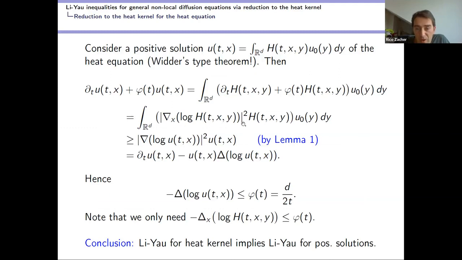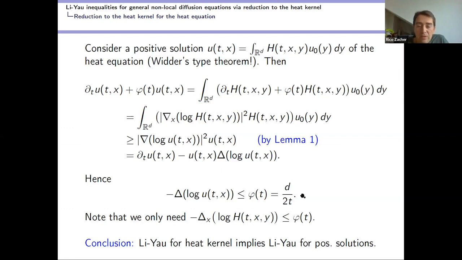And we have this gradient term now. Okay, and then comes the step where we use Lemma 1. So here we have this integral, we have this nonlinear structure on h times the initial value. And so the lemma tells us we can now move the integral inside. We get an estimate from below by the gradient of log u modulus squared times u. That's the lemma from before. And now using again the equation for the logarithm of u, we can rewrite this in this form. And then the ∂_t u cancels out. We can divide by u and we end up at the desired inequality.